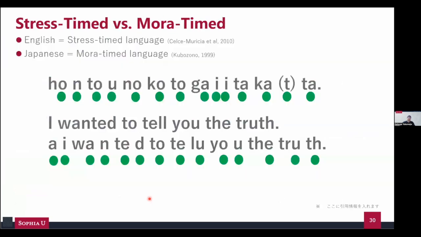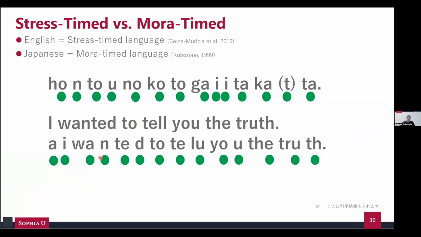And stress time versus mora time. This is more complicated. As you may know, English is a stress-timed language, and Japanese is a mora-timed language. So here's a Japanese sentence, and you don't have to understand it. 本当のことが言いたかった。本当のことが言いたかった。So it sounds like da, da, da, da, da, da, da, da, da, da. This means I want to tell the truth.